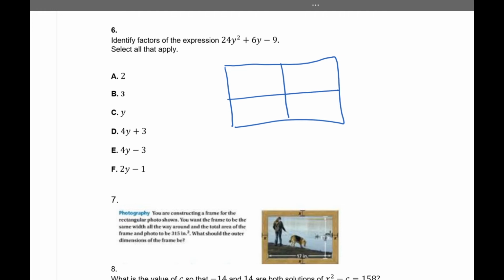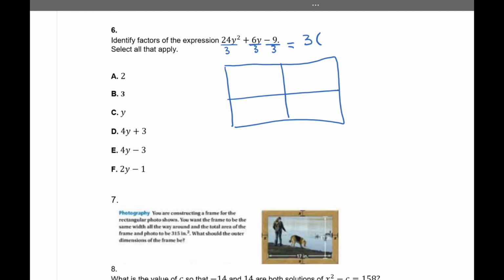Before I get started in the box, I can take away a greatest common factor. So remember, greatest common factor means what number can these all go into. So again, what number can 24, 6, and 9 all have in common? They all have in common 3. I can divide by 3, 3, and 3. Once I divide, I put 3 on the outside, and on the inside is going to be my answers.